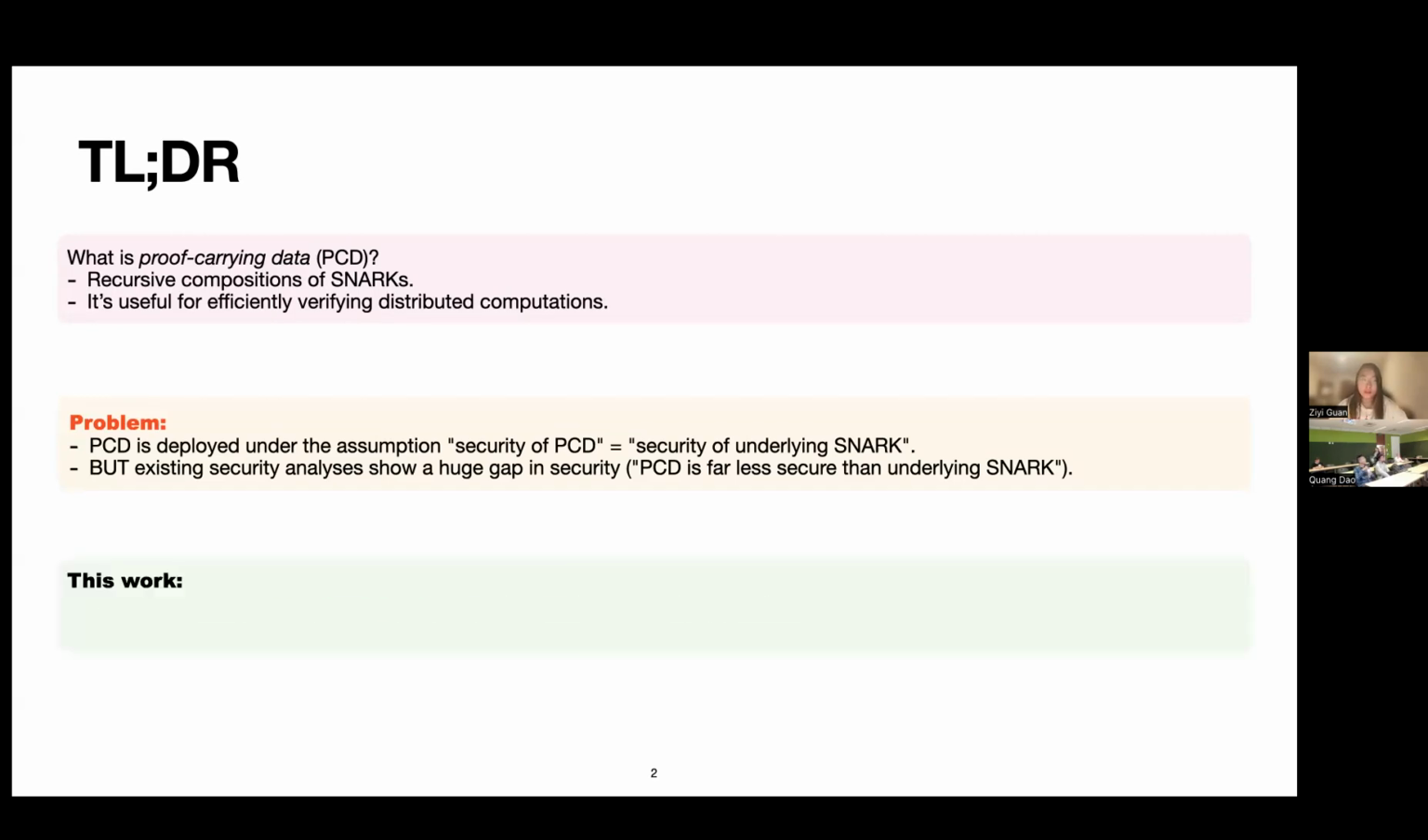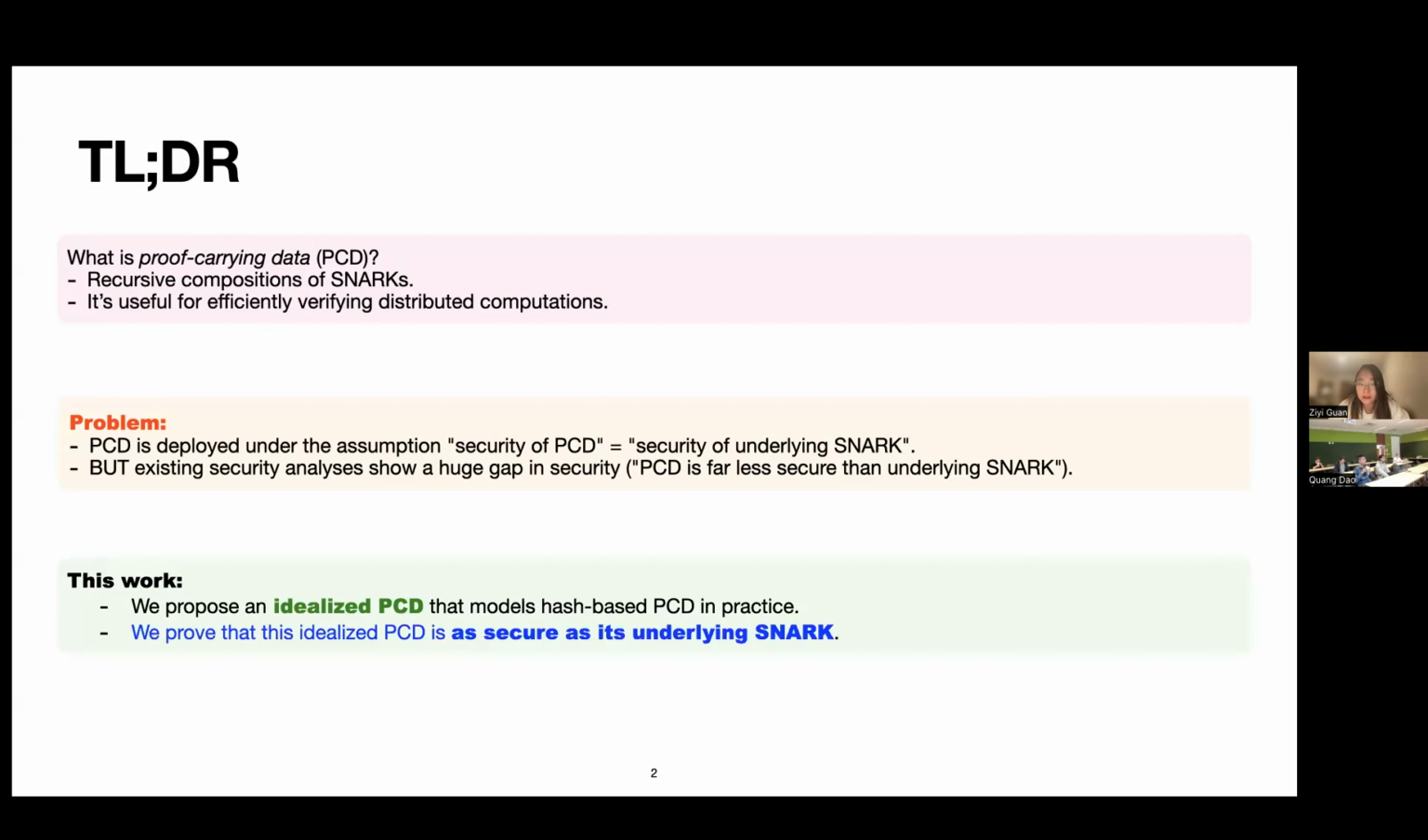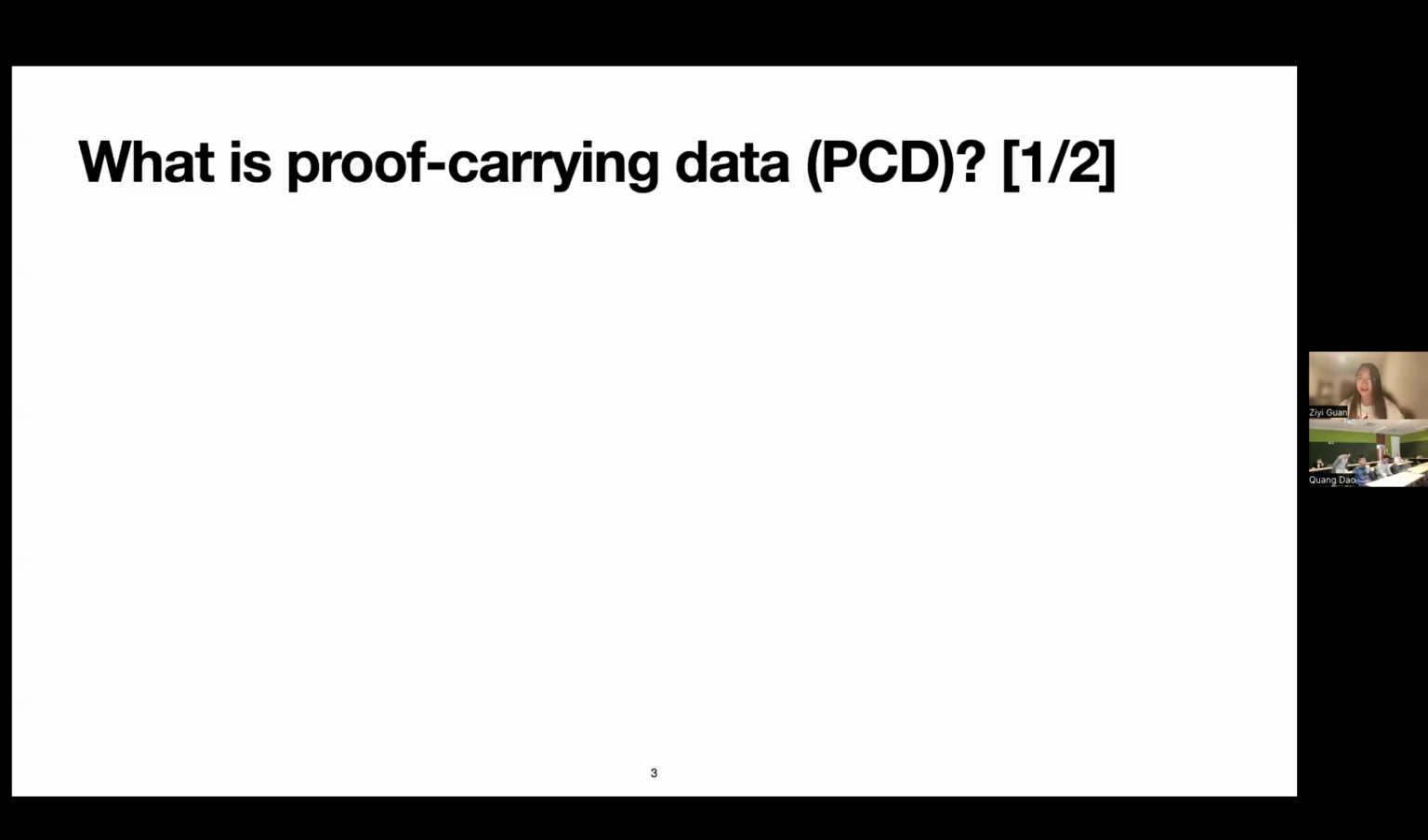So in this work, what we show is that we propose an idealized PCD that models hash-based PCD in practice, in which hash-based PCD is a very popular approach that people use to deploy PCD in the real world. And we prove that for this idealized PCD, it is as secure as its underlying SNARK. So it provides somehow a justification for what people have been doing in practice. Okay, that's a brief overview. Let's forget about those maybe foreign terms and try to understand things in more detail.